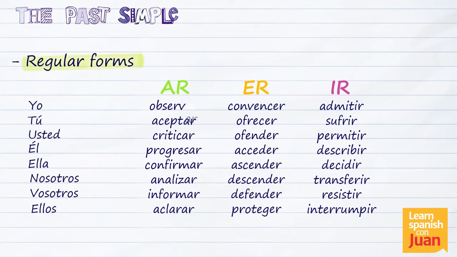Now let's start with the past endings for verbs in R. Observé, aceptaste, criticó, progresó, confirmó, analizamos, informasteis, aclararon.